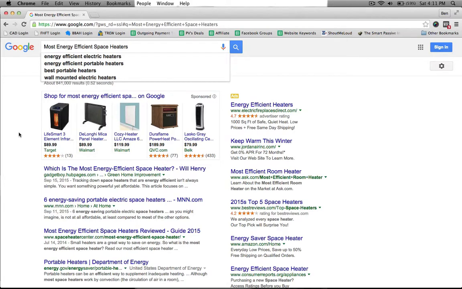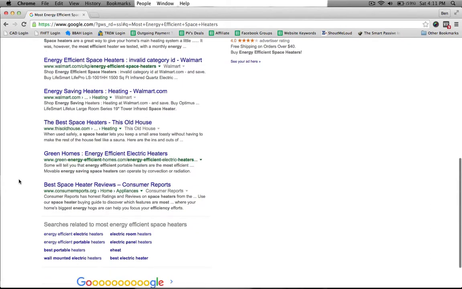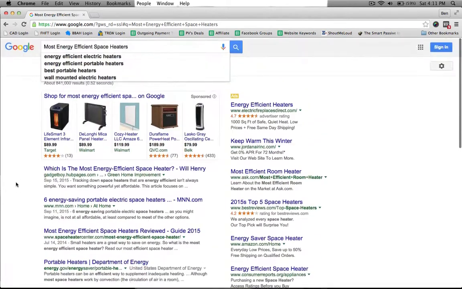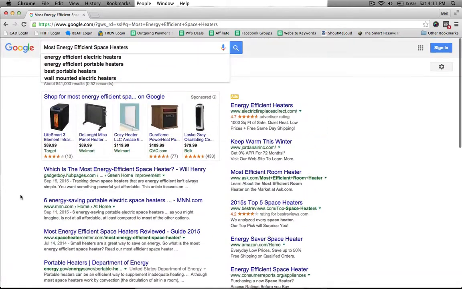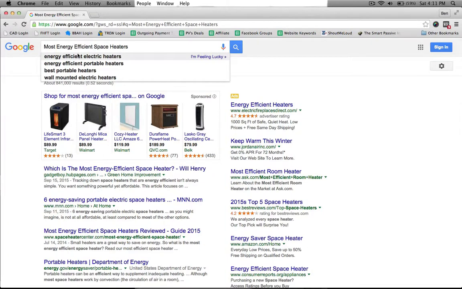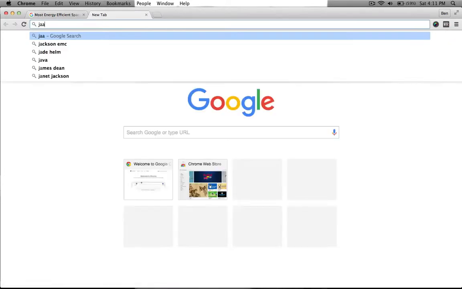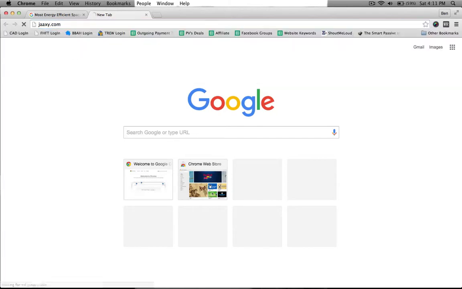So, how to find the best keywords for your website? Well, one, you can just do a search like this within a search engine, just to size up what your competition's like. The other way, and what I use, is a keyword tool. And this is not a pitch for this by any means. There's a lot of different stuff out there, but what I use is this keyword tool called Jaaxy.